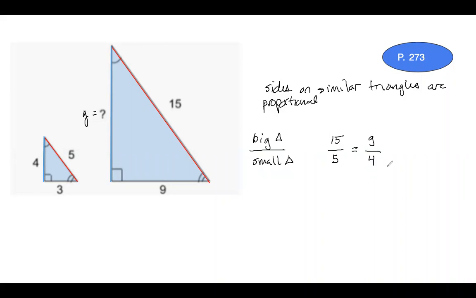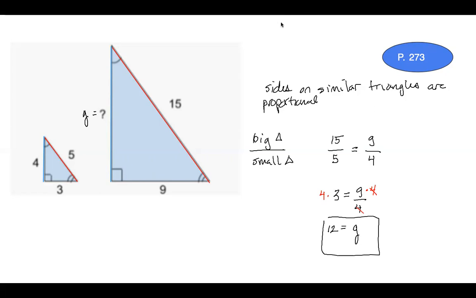All right, from here, we need to solve for G. You could do that in a couple of different ways. Cross multiplying would work, or you could see that G is being divided by 4 and you need to multiply by 4. So I'm going to simplify this side. 15 divided by 5 is 3. Now you can see that G is being divided by 4. To solve for G, all I have to do is multiply by 4 on both sides. The 4s will cancel, and I will get G is equal to 12. All right, so my missing side length is 12.